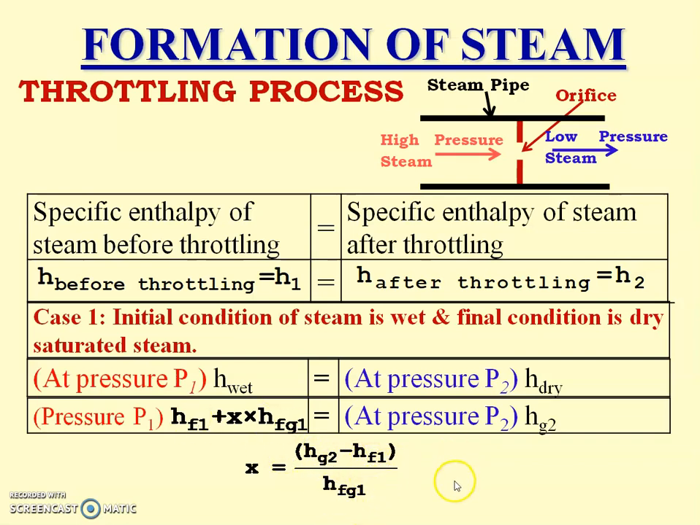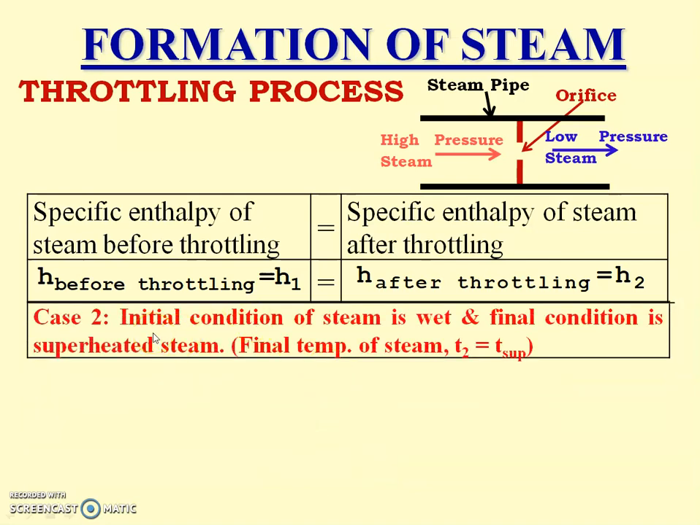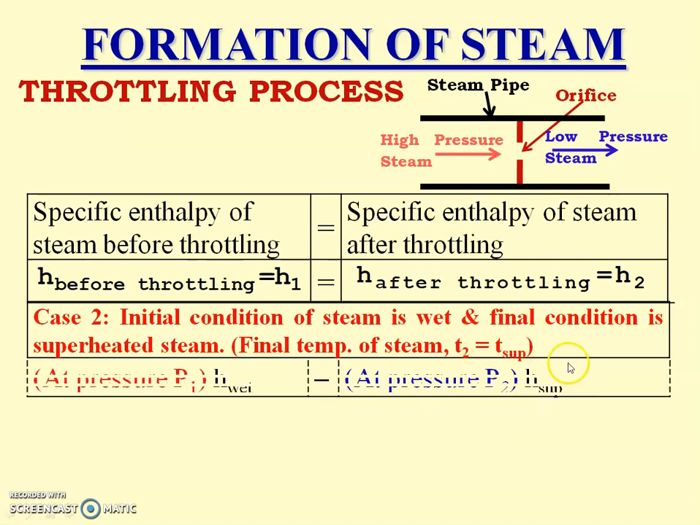So you can calculate the x for case 1, that is wet converted into dry saturated steam. If it is case 2, that is initial wet steam converted into superheated steam, the final temperature of steam is T2 and it is more than the saturation temperature, so we say it is T sup. So we can say initial pressure P1 is more, final pressure P2 is less, initial enthalpy is H wet, final enthalpy is H sup because it is superheated steam.